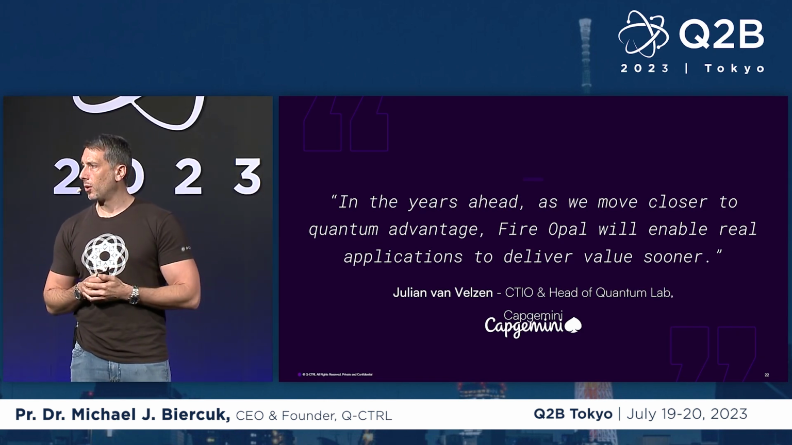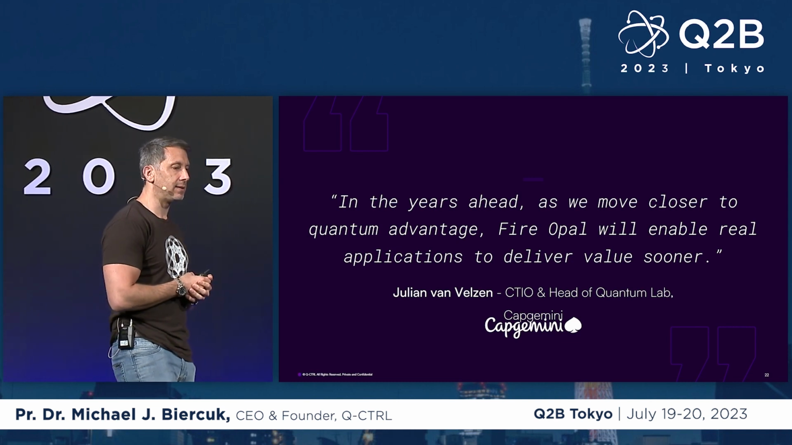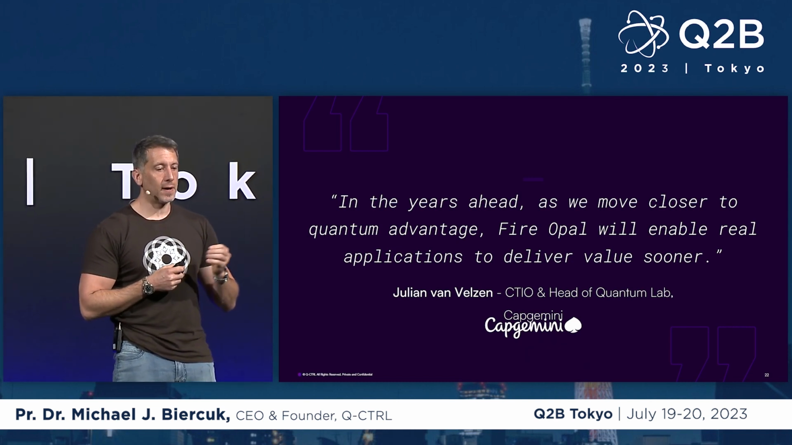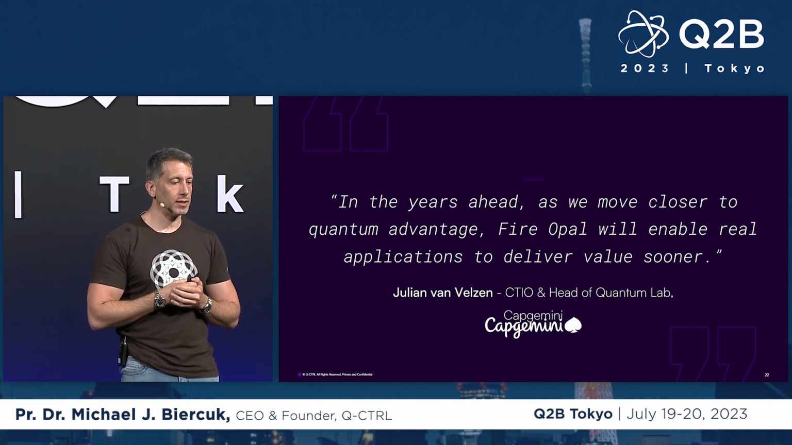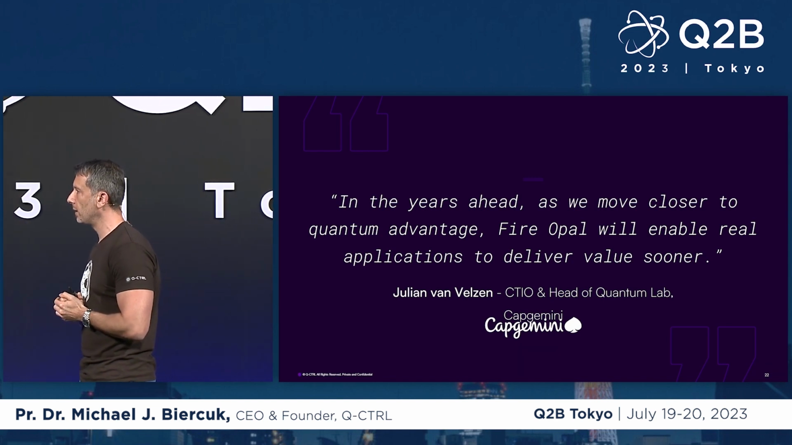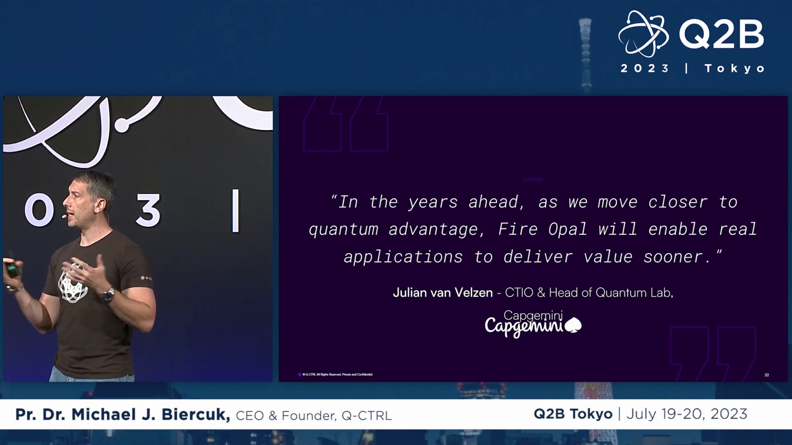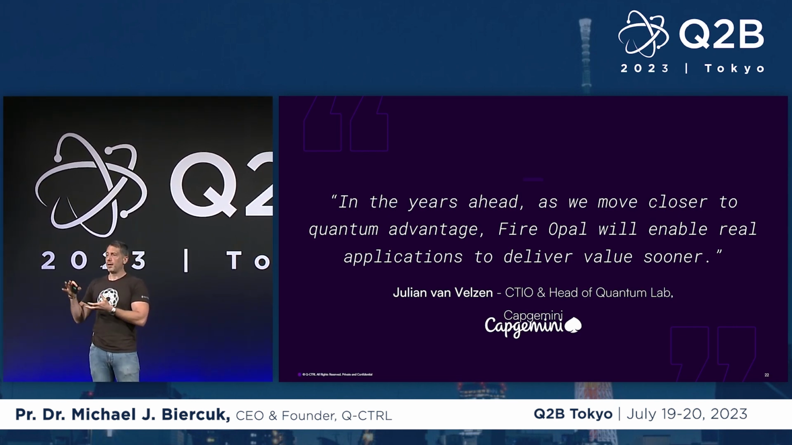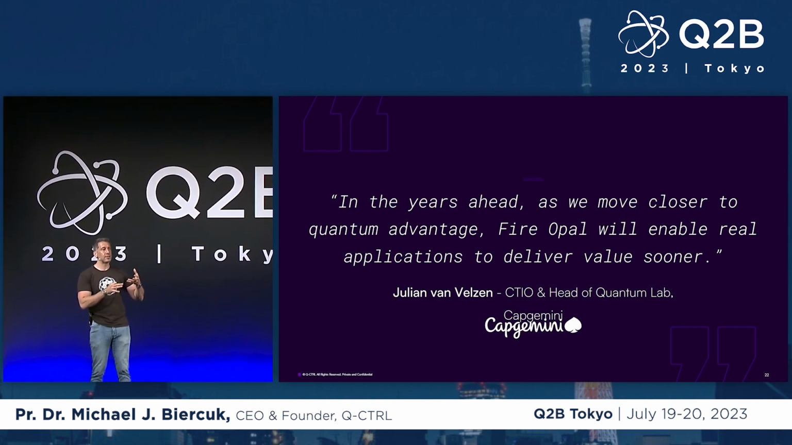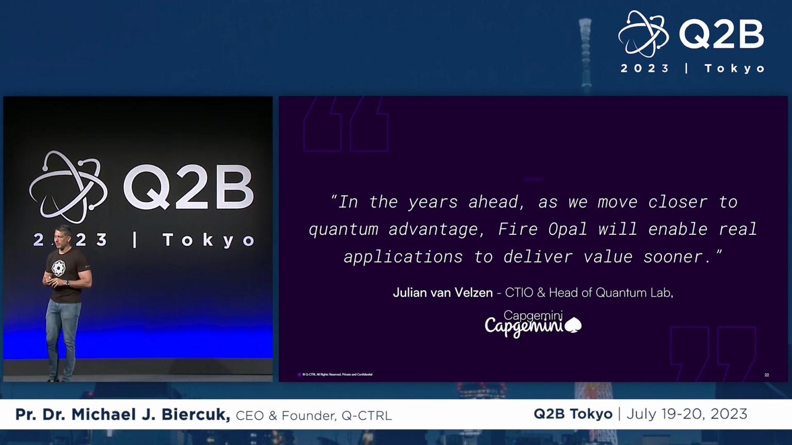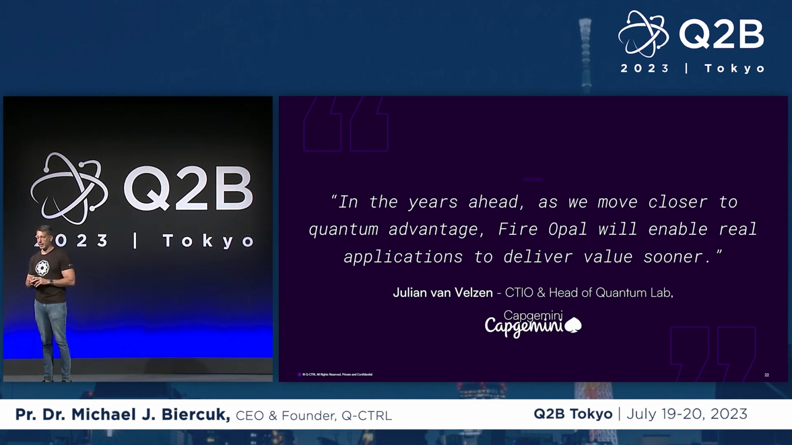Results like this are what led Julian Van Velzen to say, in the years ahead as we move closer to quantum advantage, FireOpal will enable real applications to deliver value sooner. Julian is from Capgemini and has worked with us on a variety of applications in quantum machine learning, even comparing the performance of our infrastructure software against packages for, say, error mitigation, and showing that FireOpal consistently delivers superior performance with no code and no configuration for the end users.